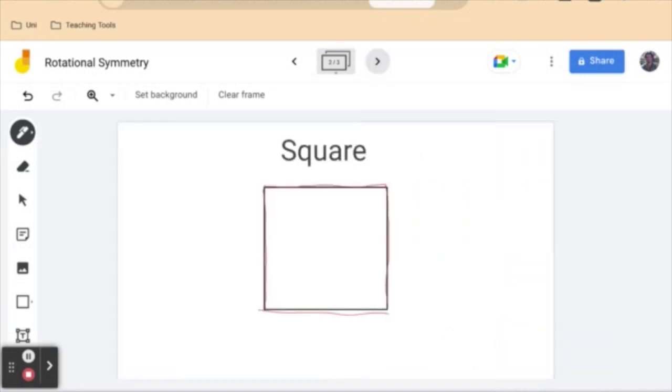And one more shape here, we are looking at the square. Some of you may be able to guess what's going to happen here, but let's go through it together. Now, a square is essentially a rectangle with 4 equal sides. Well, sorry, all of the sides being equal.